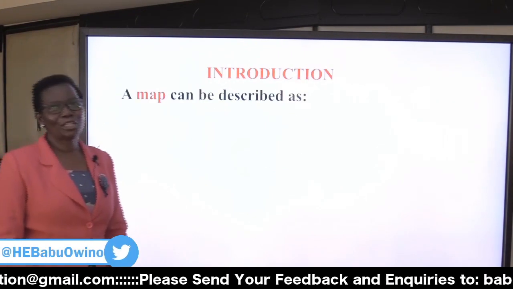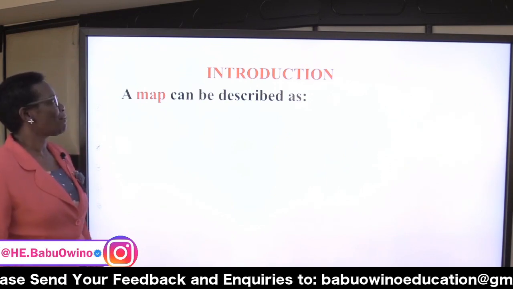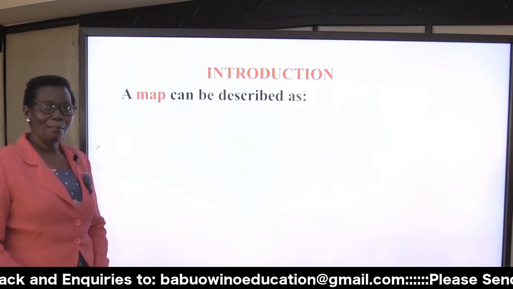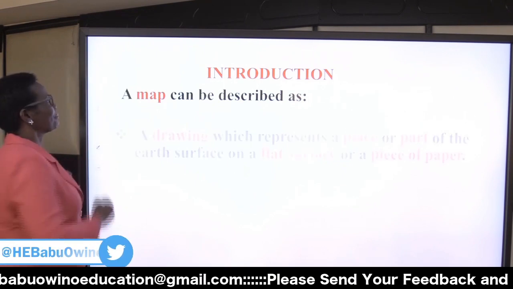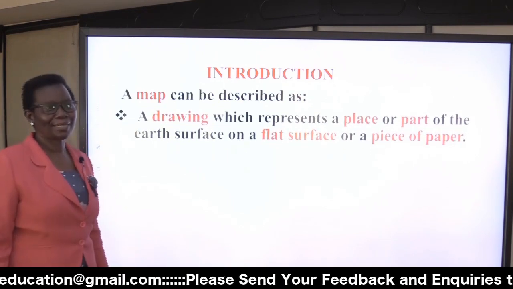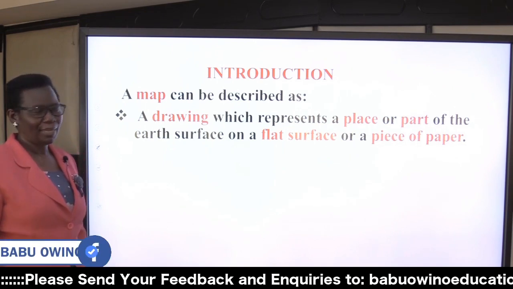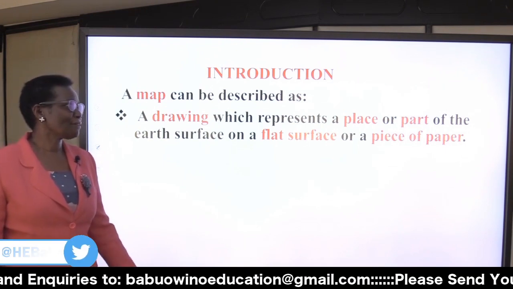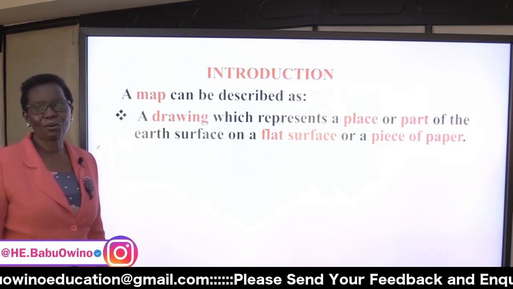So that is our introduction. When I ask you, what is a map? Or how can we describe a map? Or a map can be described as? Look at that. A map is just a drawing. The drawing which represents a place or part of the earth's surface on a flat surface or on a piece of paper. You've drawn a map before.